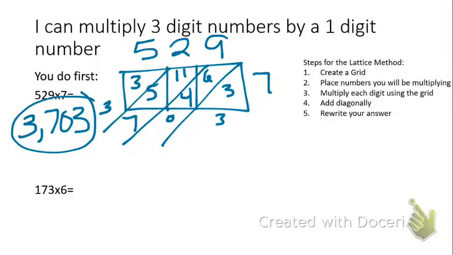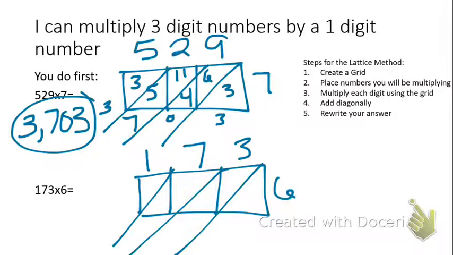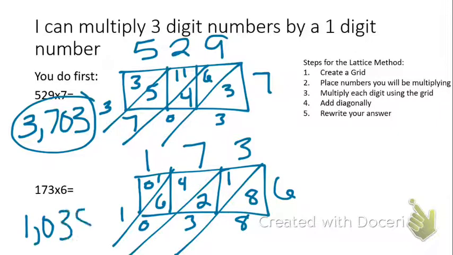Okay. So same thing. Pause the video, multiply 173 times 6. You should have had your grid like this, set up your numbers like that, and then started multiplying. 3 times 6 is 18. 7 times 6 is 42. 1 times 6 is 6. And then you start adding. 8 plus nothing, 1 plus 2 is 3, 4 plus 6 is 10, carry the 1, 1 plus 0 is 1, so I have 1,038.